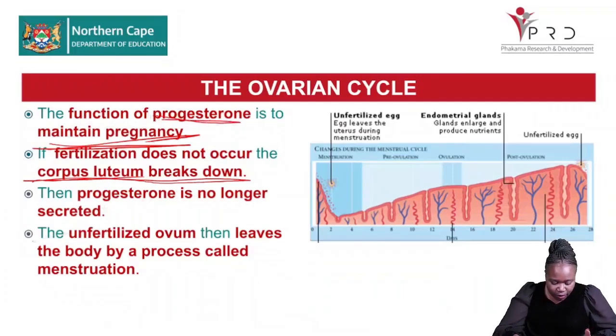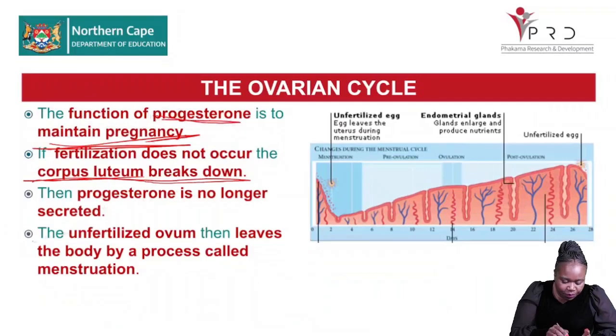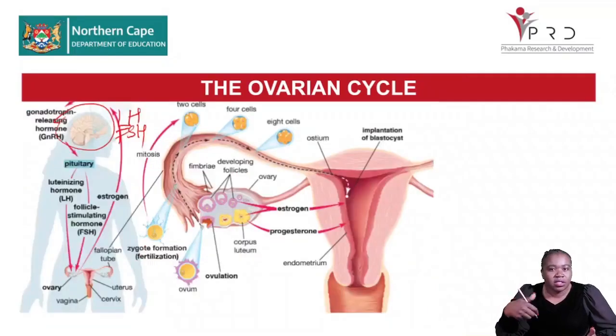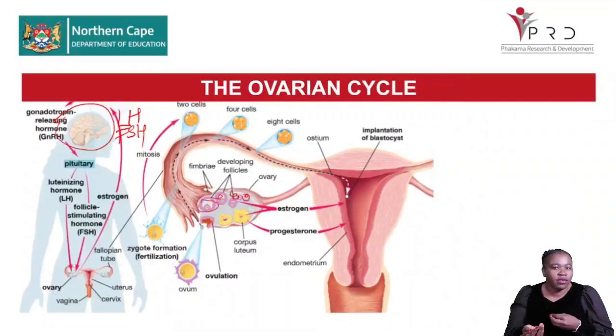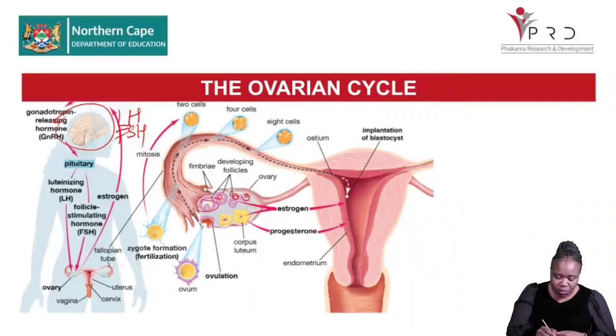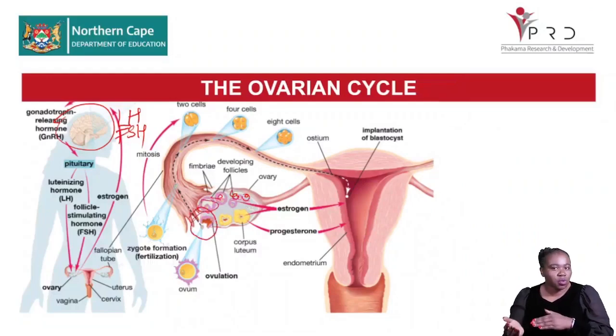So let's have a look at that again. The pituitary gland in the brain releases LH and FSH. What does the FSH do? The FSH stimulates the development of the follicle, right? As it stimulates the development of the follicle, which you are seeing here, it develops into a Graafian follicle. Then the pituitary gland releases LH, luteinizing hormone, so that it can stimulate ovulation. As it stimulates ovulation, it also stimulates the conversion of the empty Graafian follicle into a corpus luteum.